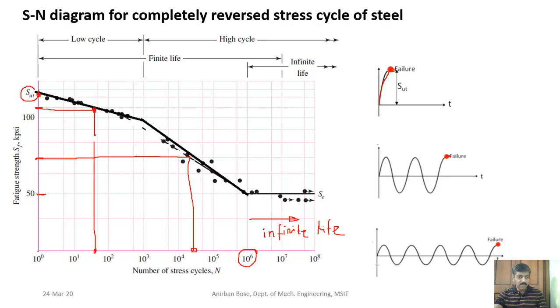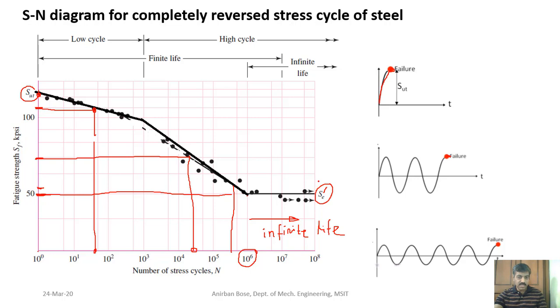So what we can see from this graph is that if the stress level is below 50, then its life is infinite, because it is not going to fracture because of fatigue, for an infinite number of cycles. But if the stress level is above 50, then what you can observe is that it has a finite life. So here you can see, we can divide the whole region into two parts. If the stress level is below 50, then it is infinite life. This stress level, where the curve becomes parallel, is called Se prime or the endurance limit.